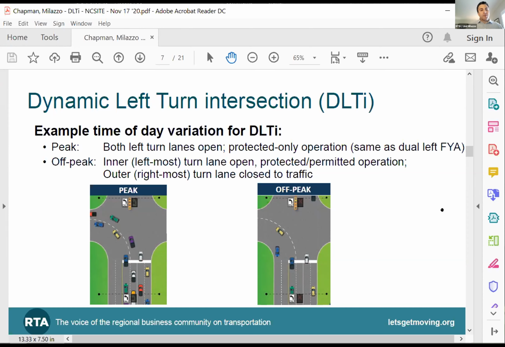In the off peak, as I mentioned earlier, the inner leftmost lane is open, and you can see that on the right side of the graphic, while the outer rightmost lane remains closed to traffic. And so that's how that's working. So what in essence you're doing is you're creating a positive offset left turn dynamically during periods of the day when you simply don't need both left turn lanes. That's the thinking behind it.